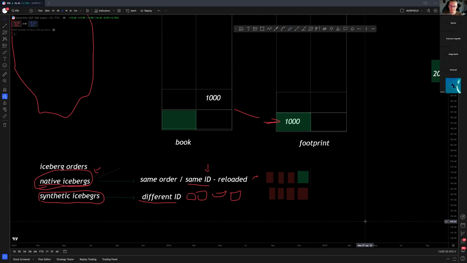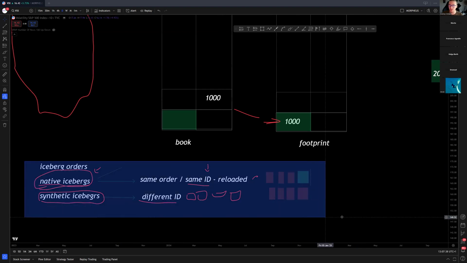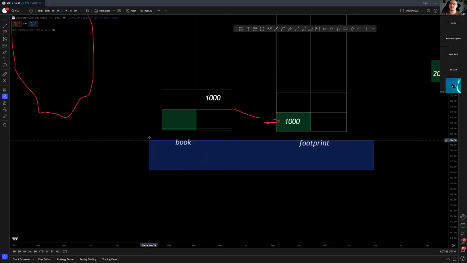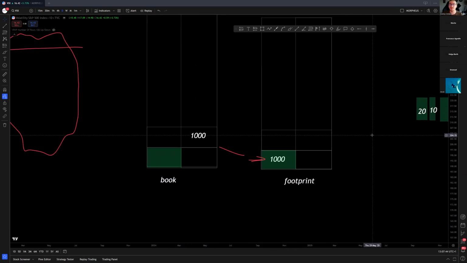So we're talking about market makers. Yeah. Icebergs are always in the book, always market makers. So let's see a practical example.